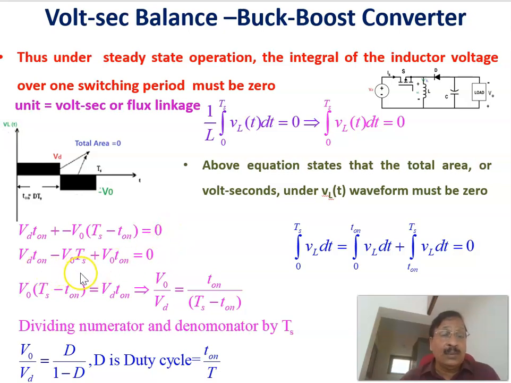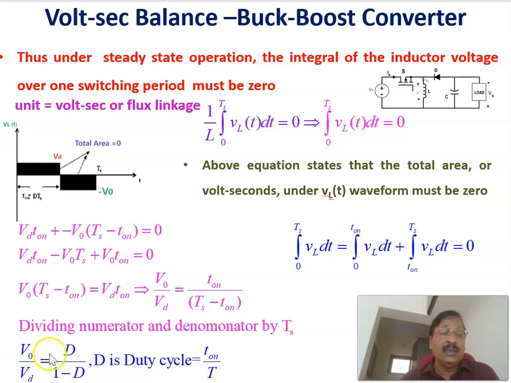Again, VD into Ton minus V0 into Ts plus V0 into Ton should be equal to 0, or V0 into (Ts minus Ton) equals VD into Ton. That indicates V0 by VD equals the on period Ton divided by (Ts minus Ton). Dividing the numerator and denominator by Ts, we get V0 by VD equal to Ton by Ts divided by 1 minus Ton by Ts, where Ton by Ts is the duty cycle D. Therefore, it is equal to D divided by 1 minus D.